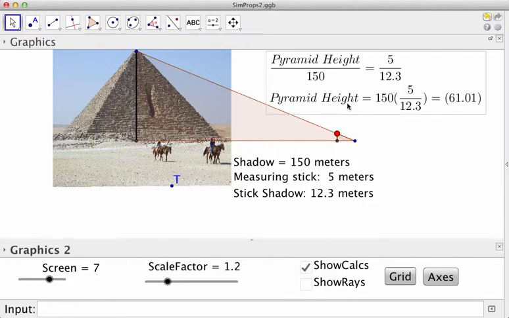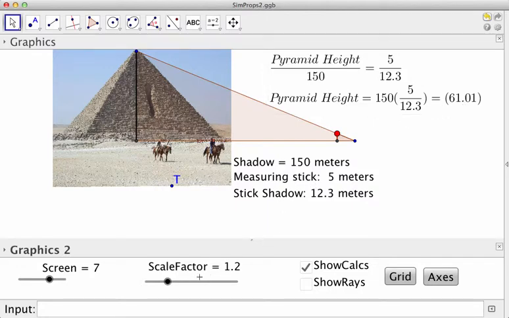The calculation we can do then is that the ratio of the height of the pyramid to the length of the shadow of the pyramid is equal to the ratio of the height of the stick, which is 5 meters, to the length of the stick's shadow, 12.3. So the three things we know are the pyramid shadow length, 150 meters, the height of the stick, 5 meters, and the shadow of the stick, 12.3. When we set up this ratio, we then multiply both sides by 150 to get that the pyramid height is equal to 150 times 5 divided by 12.3, which is 61.01 meters.